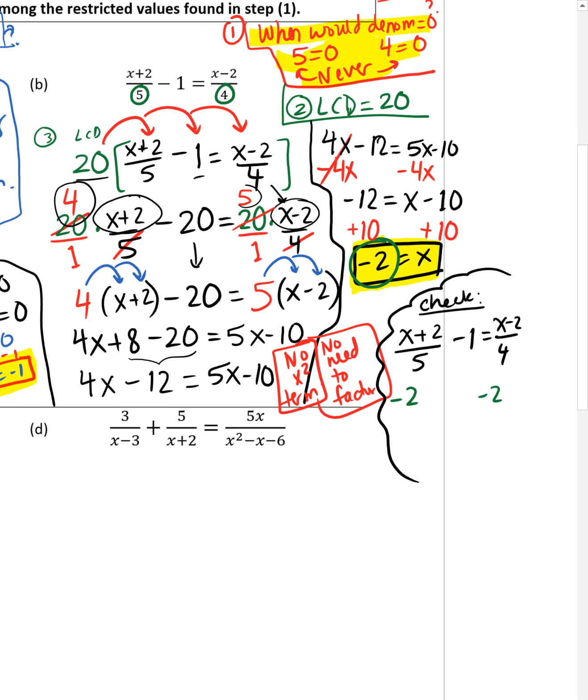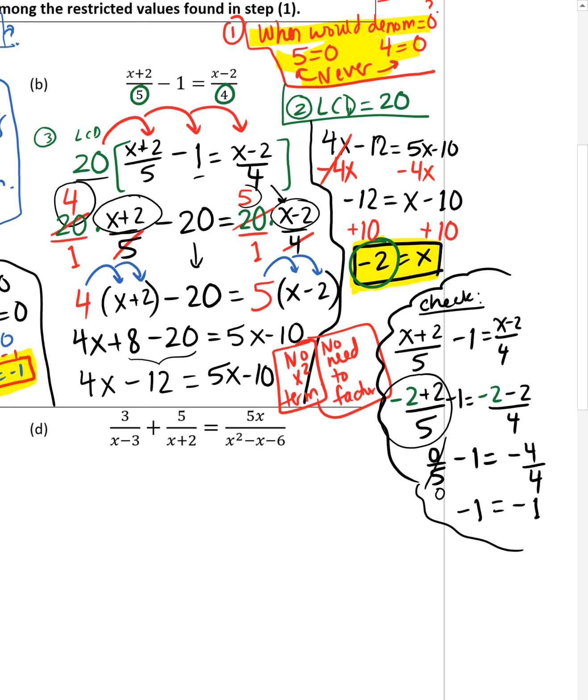Alright, so if there's an x in the numerator there, minus 1 equals, and an x in this numerator here. Well, here it's negative 2 plus 2, that's 0 over 5, minus 1 equals negative 2 minus 2, which is negative 4 over 4. On the left side, 0 over 5 is 0, so you're just left with negative 1. On the right side, negative 4 divided by 4 is negative 1. That's true. Negative 1 is equal to negative 1. So that must mean we got the right solution.